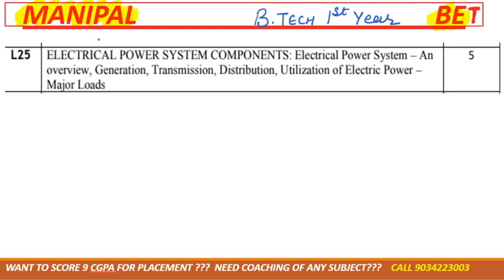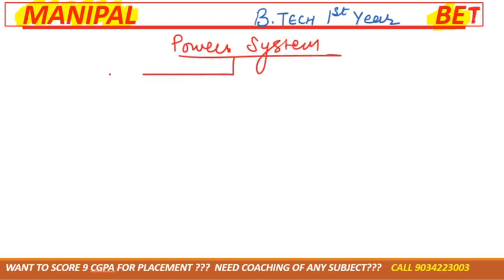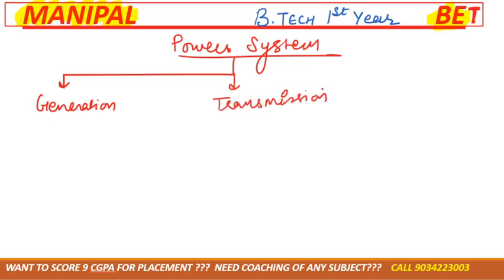Now see, this is the last module of B, but the second last module of F. So both BT and FE will have power system. So what is basically a power system? Power system is basically divided into categories: one is the generation, another one is the transmission, and the last one is the distribution.